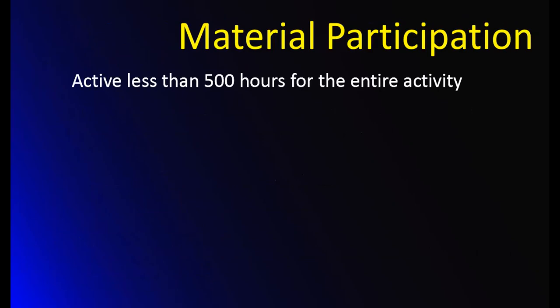For it to be passive income, you must be active less than 500 hours for the entire activity. Now, what does that mean? That means if it's a project, or whatever it is, overall, for the whole thing, over tax years, we're not talking about within that tax year. We're talking about, let's say, two or three tax years. You can only have participated less than 500 hours, because the IRS looks at multiple tax years. They don't look at just your activity within that tax year. Over multiple tax years, you must have been less than 500 hours for the entire activity.